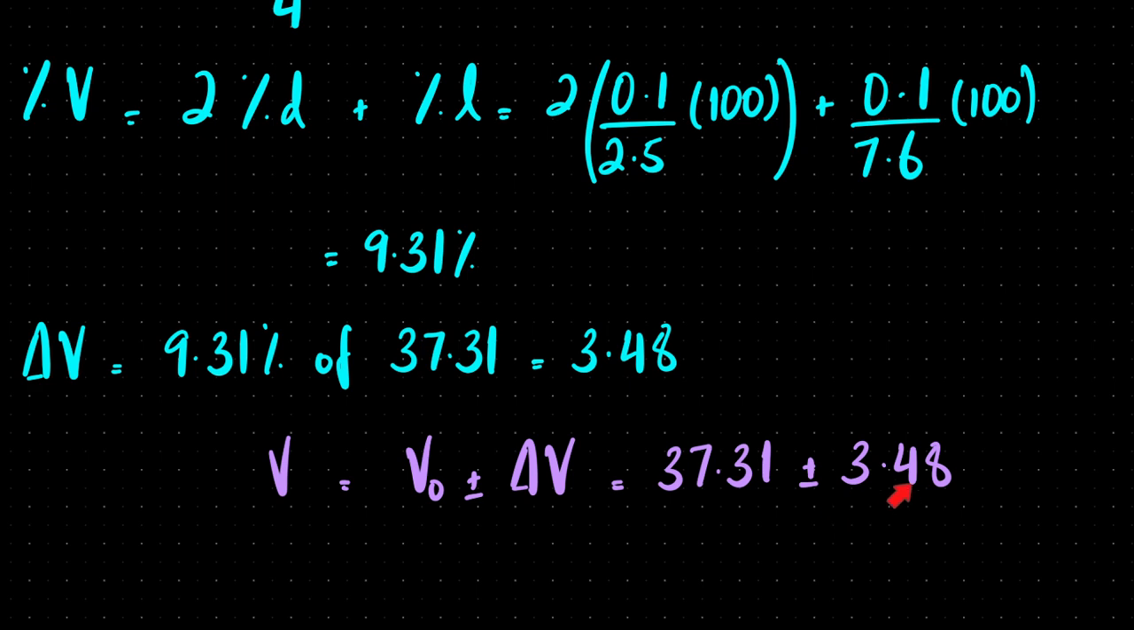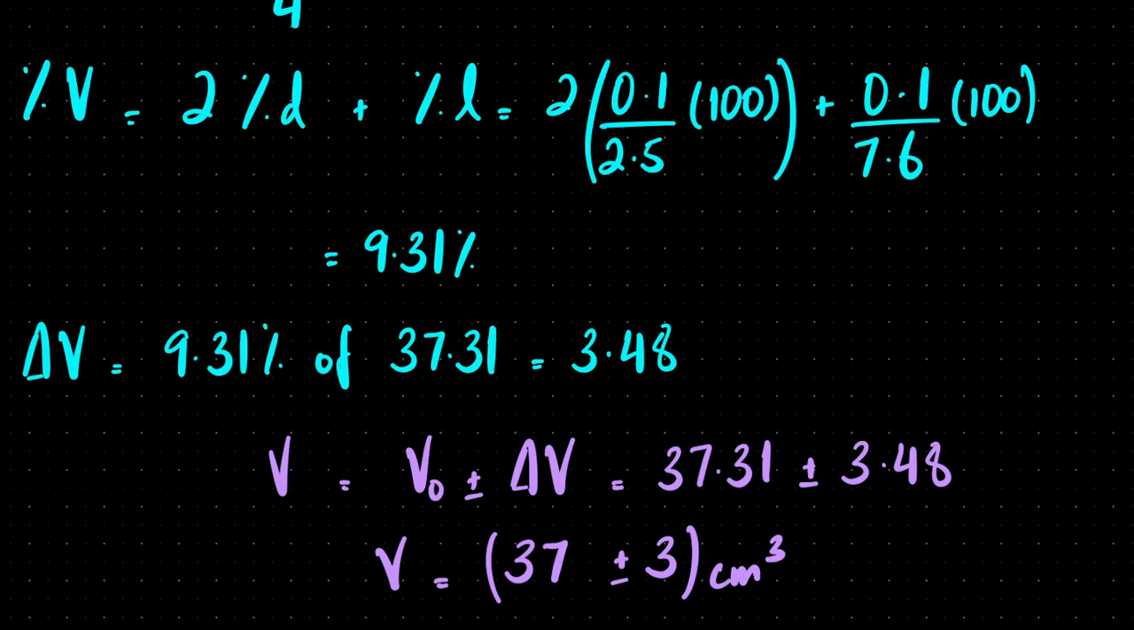So first SF, second SF, is this value 5 or something more? The answer is no. So this is just going to become plus or minus 3. So this is basically written to the units place. Hence this value must then also be written to the units place. So for the units place, I look at the next one. Again, it's not more than or equal to 5. So this would just become 37 plus or minus 3. And along with the unit, I'm going to write cm cube. So this is what my final answer looks like.